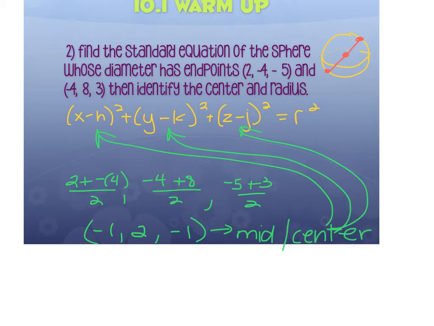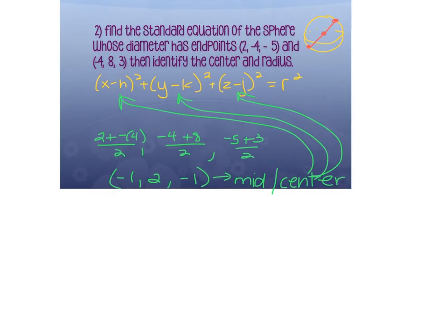I can do center to endpoint, right? That would give me the radius. I could do endpoint to endpoint, divided by 2. That gives me the radius. Okay, there's all those ways. So let's work through the first way, which is to plug it in.